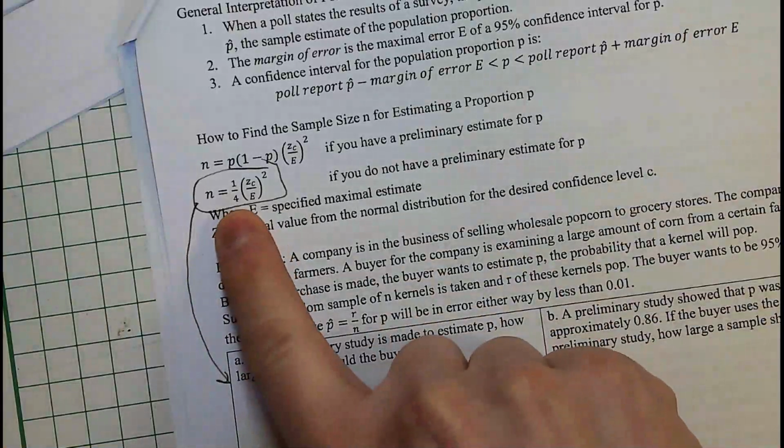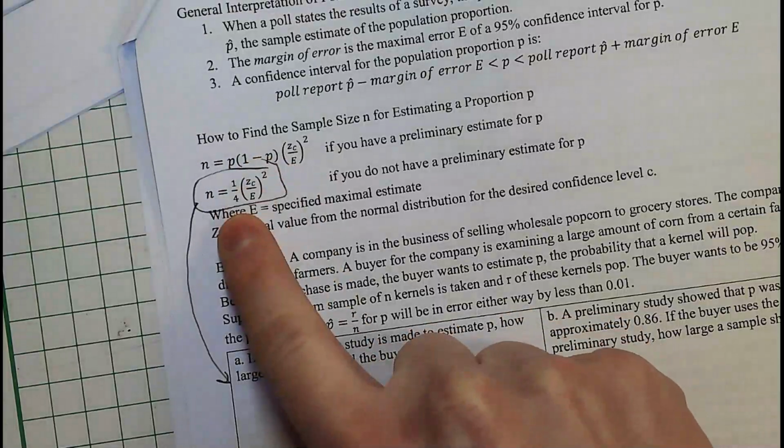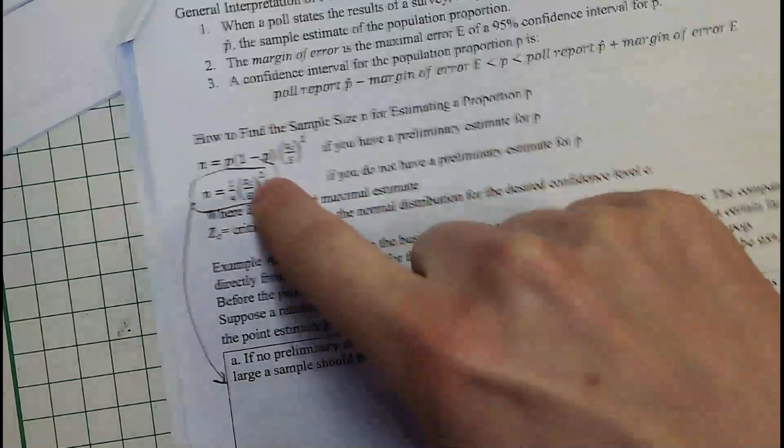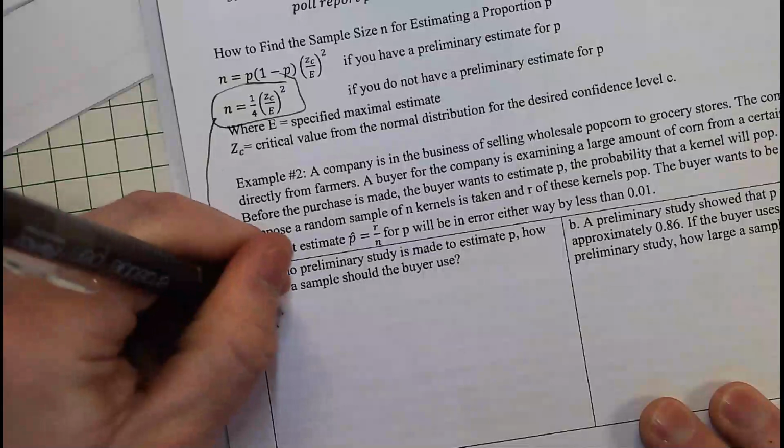Okay, and so why is it 1/4? Because you would plug in 0.5 for P. 0.5 times 0.5 is 1/4. So you don't need to know that. You just really need to know the formula. That's how the formula is derived. Okay, so n equals 1/4.